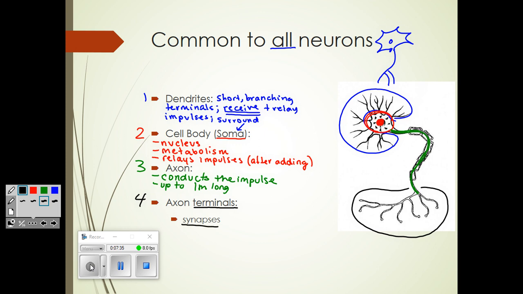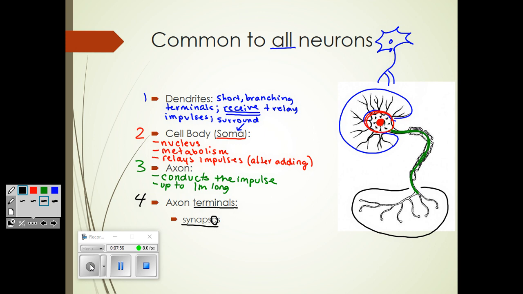It's called a synapse, not to be confused with synapsis, which was the name of the process where homologous chromosomes lined up in prophase 1 in meiosis to make a tetrad. Not the same word. Sounds exactly the same. The only thing that's different is the E, right? It's an I when we're talking about chromosomes, and it's an E here.